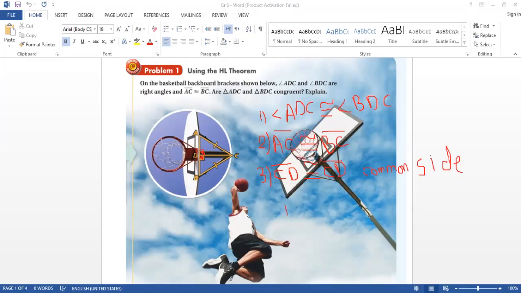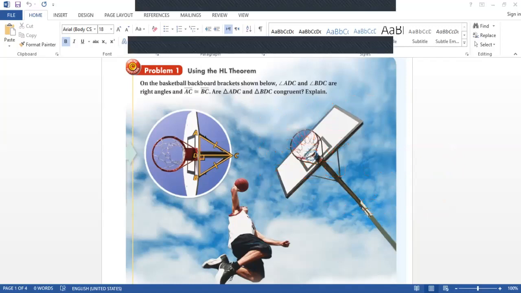So, yes, the two triangles are congruent. Triangle ADC is congruent to triangle BDC because we have three conditions. Right angles equal to right angle. One leg equals to another leg. This hypotenuse, sorry, equals to the hypotenuse. And one leg equals to another leg. So the two triangles are congruent. Let's see another exercise.